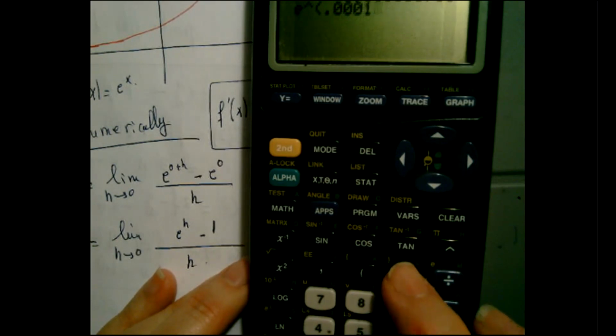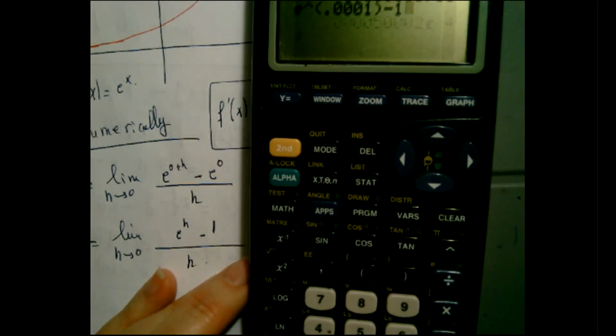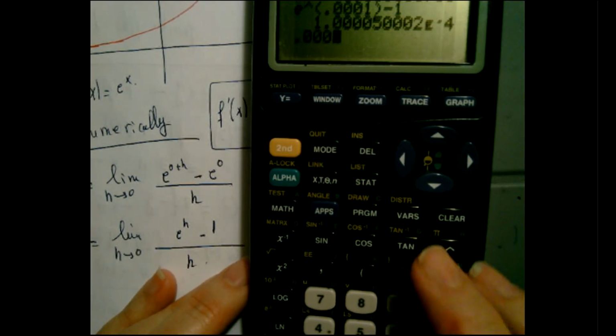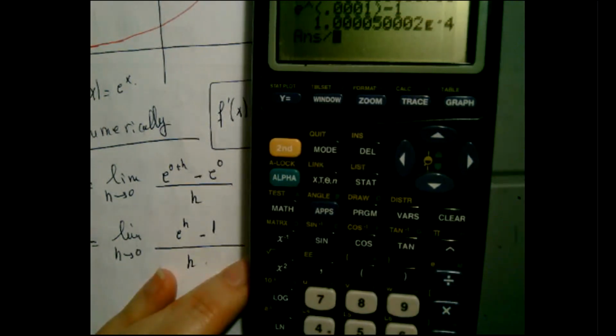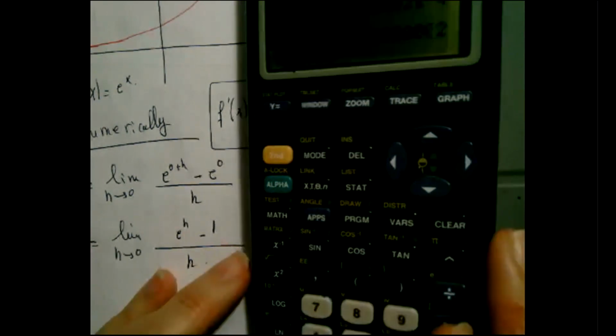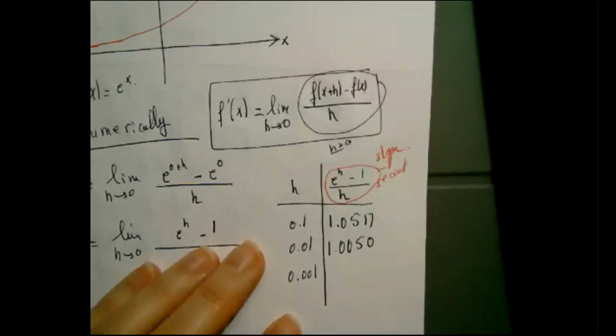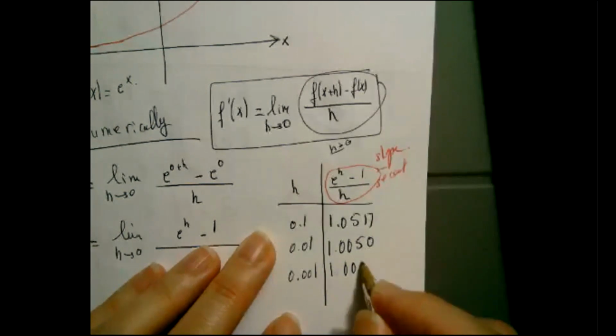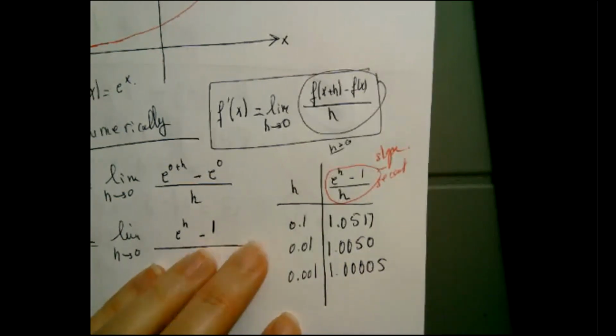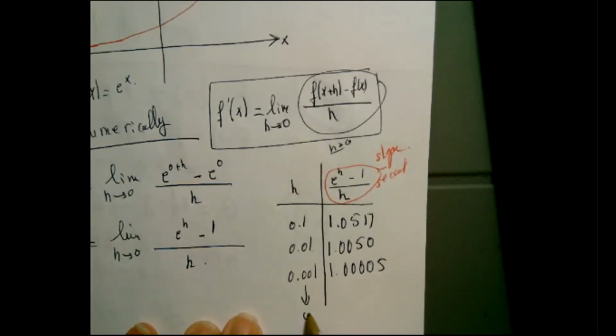So I'm going to take e to the power 0.0001, for example. I take away a 1. And then I divide by 0.0001. And I'm getting 1.0000, I mean, tons of those. So obviously, as those are getting close to 0, this is getting close to 1.